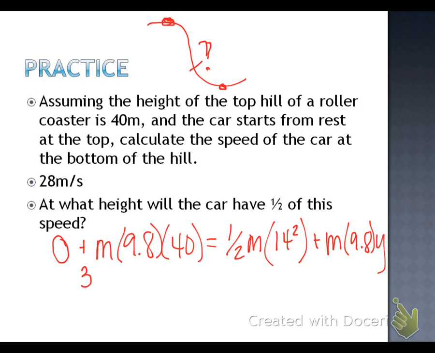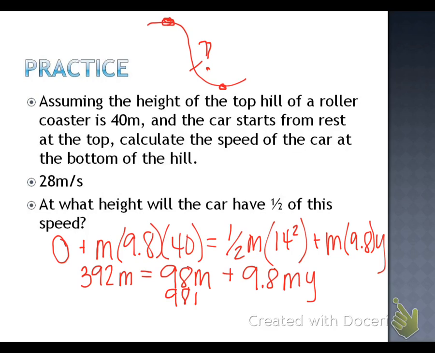Okay, so this is still going to be the 392m. If you take 14 squared times 1/2, I got 98. And then for our last potential energy term here, we need to have 9.8 m times y. All right, so now I've got 3 terms here. How do I get it down to just having 2? Subtract over the 98 so we can combine those like terms. Okay, so minus 98m.